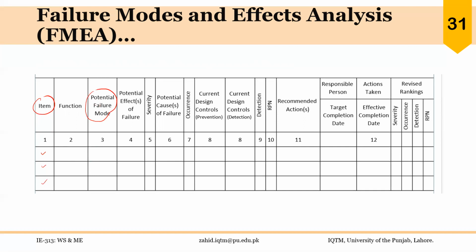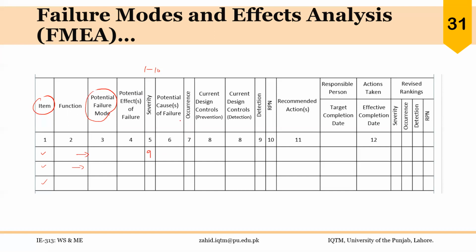Then is potential effects of this failure, each of the failures that was identified here, failure mode. So in words, we write potential effects of that failure if it occurs. Then we rate the severity of that failure mode if it occurs generally on a scale of 1 to 10. So that is written here. Then what could be the potential causes of the failure? So they are written in words here.